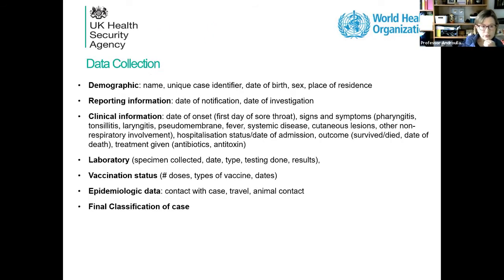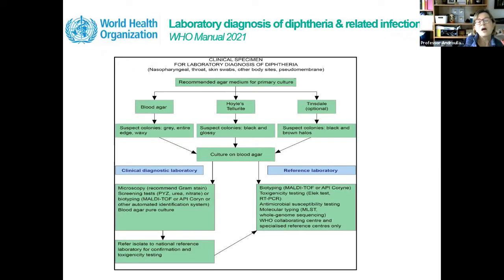It's important to collect the appropriate data: demographic, name, age, etc., reporting information, clinical symptoms, the laboratory, the vaccine status if known, and any epidemiological data. Has there been any contact with another case, has there been any travel, has there been any animal contact? And this obviously will lead to the final classification of the case.